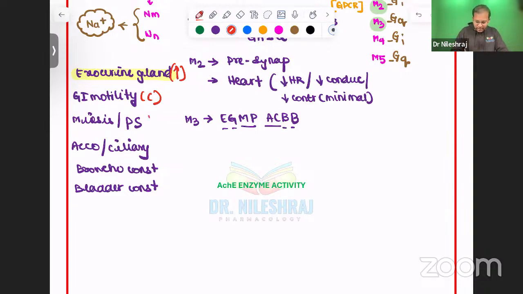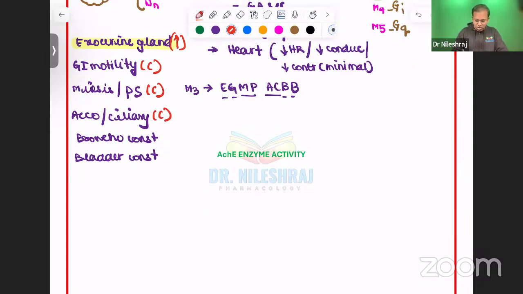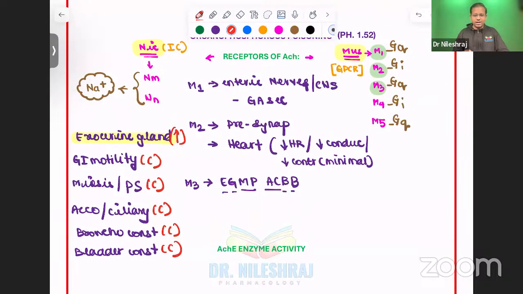Miosis via pupillary sphincter contraction. Accommodation via ciliary muscle contraction. Bronchoconstriction, bladder contraction. All these will be following the same formula. Gq receptors will be producing smooth muscle contraction. Of course, there are lots of exceptions, like in some areas Gs will be producing contraction, and in some areas Gi will be producing relaxation. Those are very rare exceptions. Don't follow behind that. What about the major ones? We'll be having that formula. And that's the take-home point over here. Is it good? This is the primary, basic introduction regarding the receptors of acetylcholine.